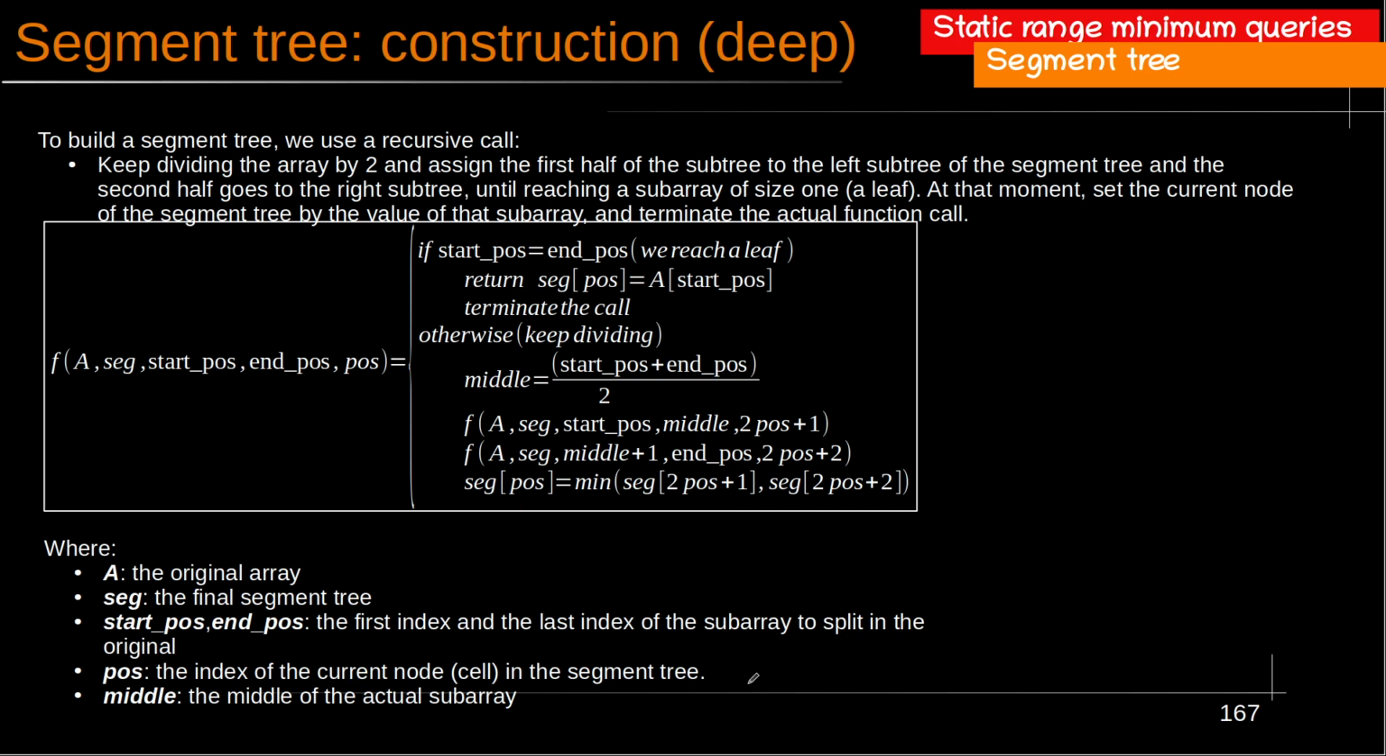So A is the original array, segment is the final segment tree, start pos and end pos are the first index and the last index of the sub-array to split in the original array. Pos is the index of the current node cell in the segment tree. Middle is the middle of the actual sub-array.